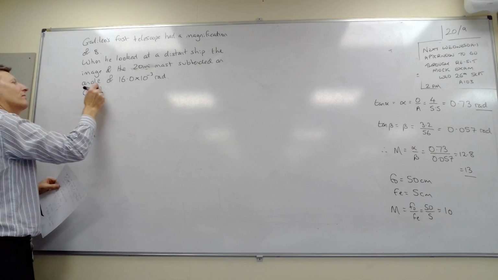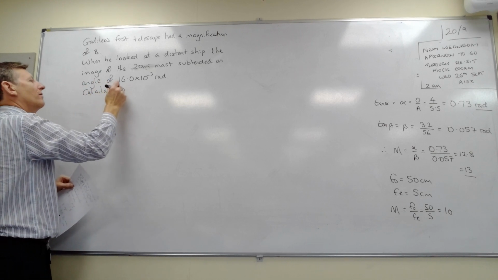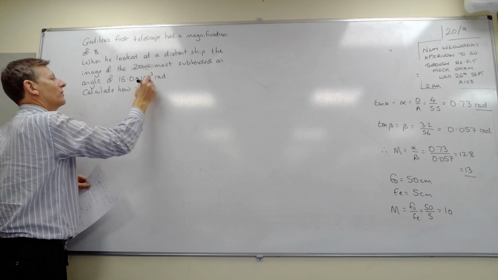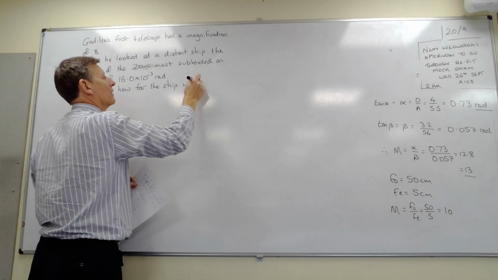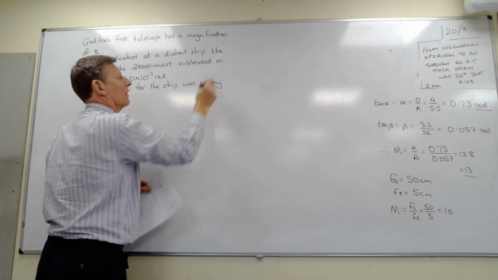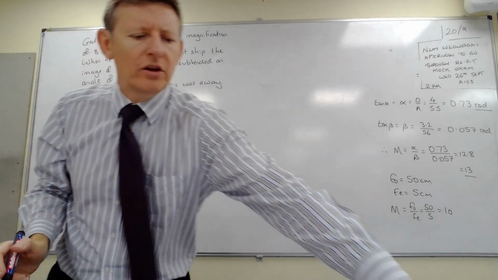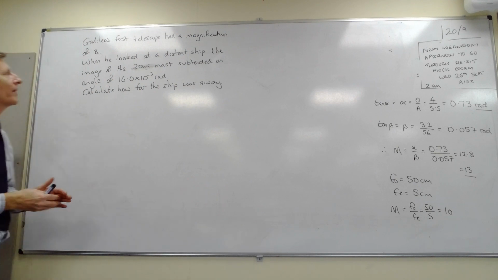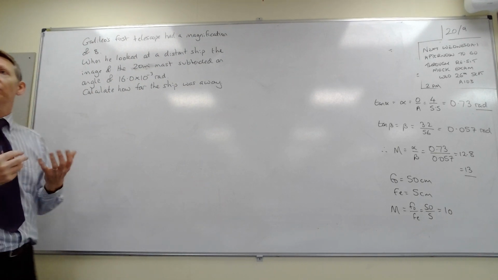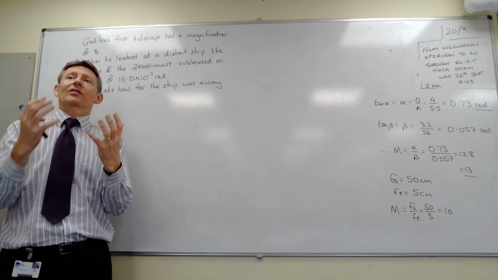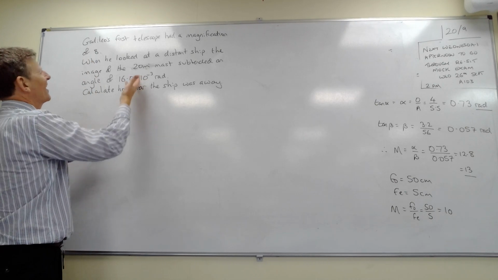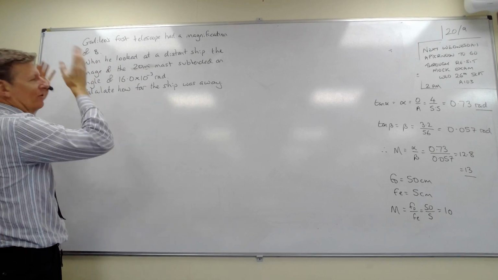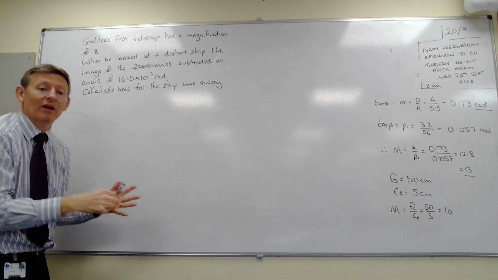Calculate how far the ship was away. So you have to try and put this into some sort of meaningful sense, because it looks like, well, I've got the distance of the ship, I've got an angle and a mast height and magnification. How does it all fit together? It's really hard to see your way through.